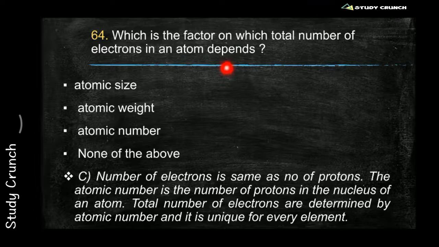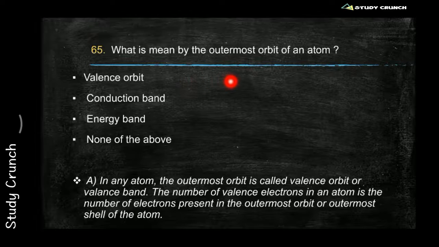So it is the atomic number which is the factor on which the total number of electrons in an atom depends. What do you mean by the outermost orbit of an atom? So it is the valence orbit. In any atom, the outermost orbit is called the valence band. The number of valence electrons in the atom is the number of electrons present in the outermost orbit or outermost shell of an atom. So it is the valence orbit.